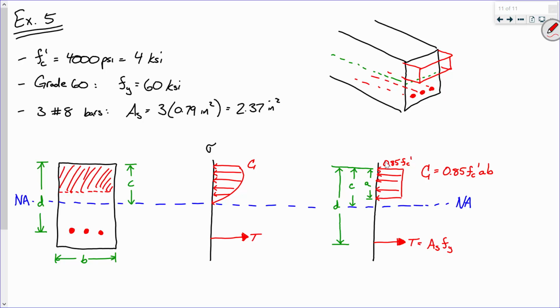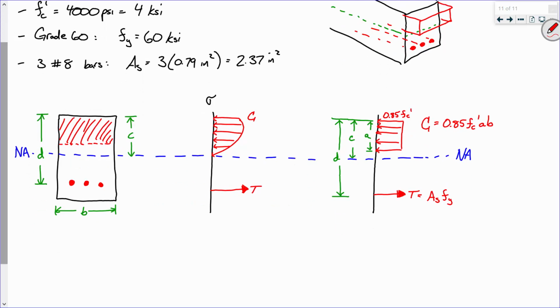Now, help me out. You agree that compression equals tension, right? It's got to equal tension, otherwise the beam's running away from you. So β1 equals 0.85. Does that have anything to do with the top dimension of the stress block? No, it does not. So that's always the same no matter what. Yes, exactly right. The top is always the 0.85 f'c.